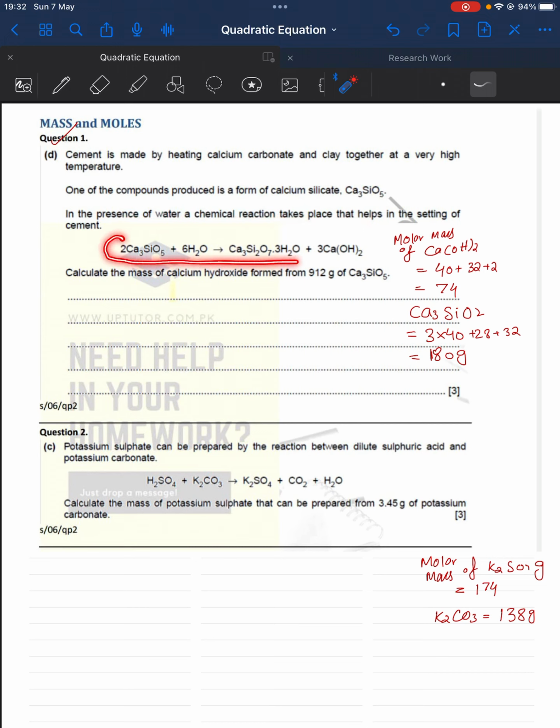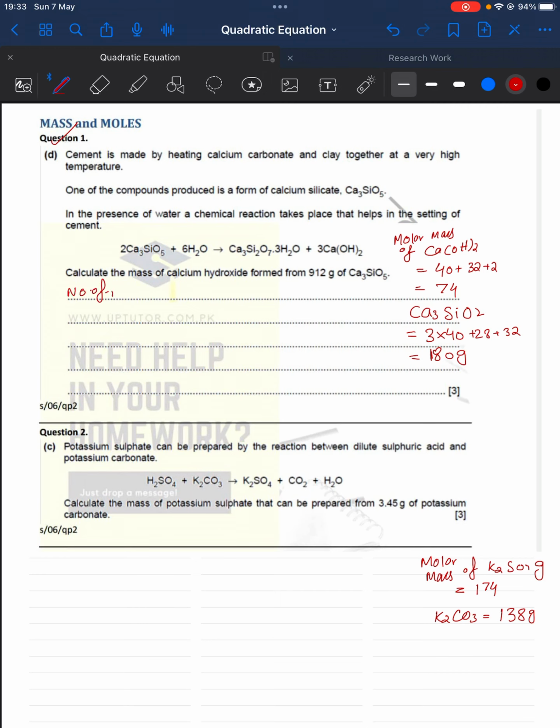So this is the chemical reaction, and it says to calculate the mass of calcium hydroxide that can be found from 912 gram of calcium silicate. So this is calcium silicate. We are given 912 gram of this compound, and we have to find out the mass of the other compound. So what we need to do, we just convert it into the number of moles.